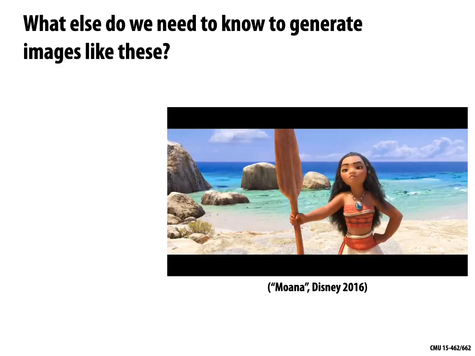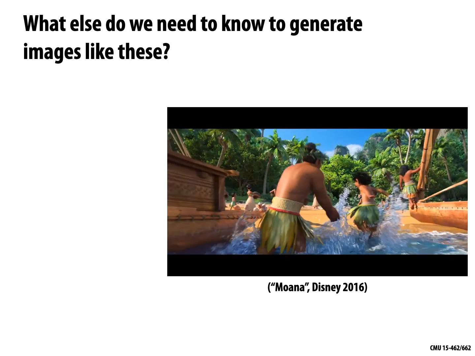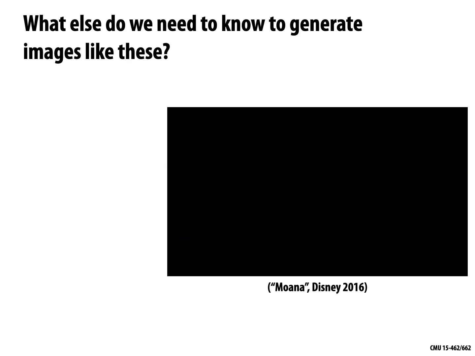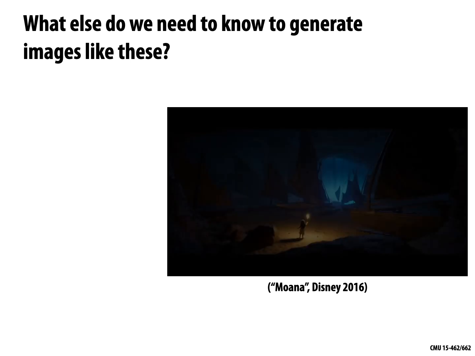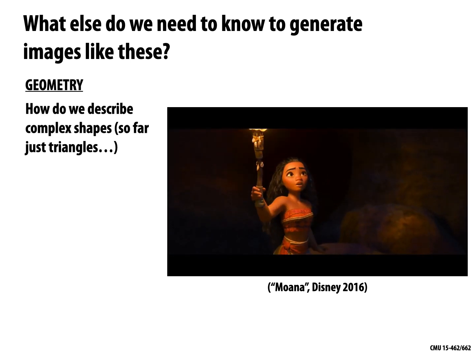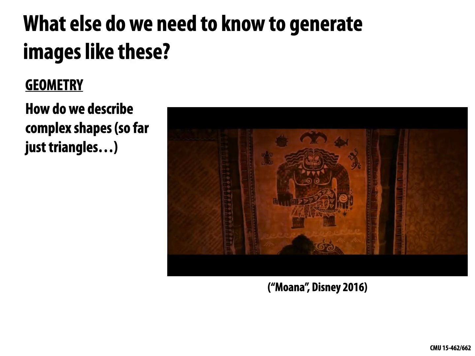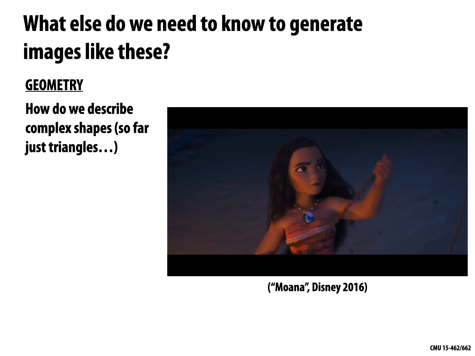So what else do we need to know to generate images like these, right? Like the ones that we see when we go to the movies. We've hit a lot of topics, but we still have a long way to go. So we still need to talk about geometry. How do we describe complex shapes? So far, we've just been dealing with individual triangles, and we don't have any idea how to model those triangles or make them look interesting.